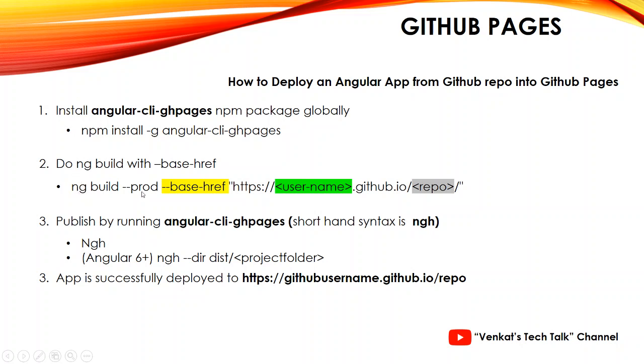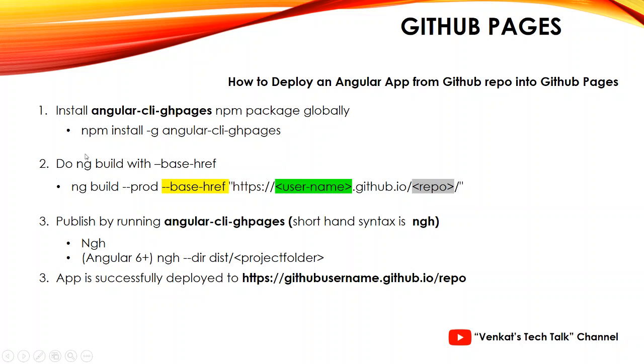we need to do a production build, ng build --prod --base-href. We need to set a base href URL to the GitHub repo page. So basically, the GitHub page is nothing but our repository name with a specific URL format. That URL is https://github username.github.io/repository name. This is the final endpoint or URL where the published GitHub page will be located.